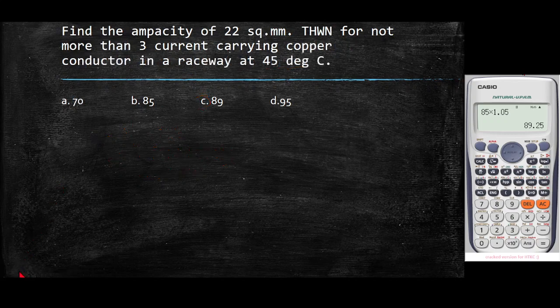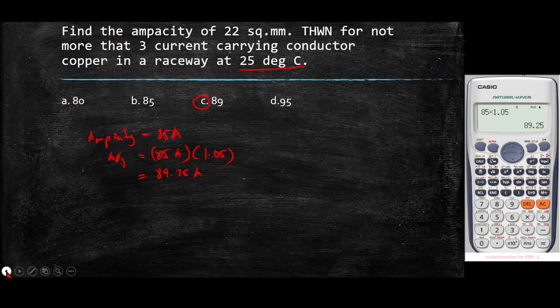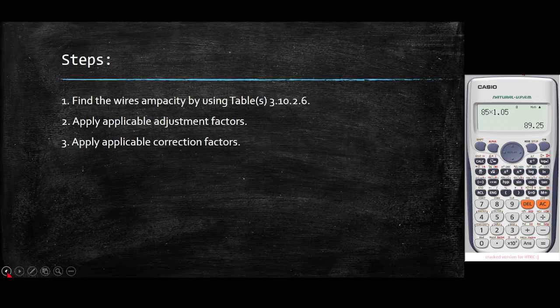Okay, next. So find the ampacity of 22 square mm THN for not more than 3 current carrying conductor copper, no, in a raceway at 45 degrees Celsius. Okay. So for this one, ganun pa rin yung ating ampacity, no? The ampacity, kasi pareho lang yung wire sa ating example. So 85 amperes. Tapos ang kanyang degrees Celsius is 45. No need to use the adjustment factor kanina kasi hindi naman siya lumagpas ng 3. So balik tayo doon sa table, all about the correction factor sa temperature.